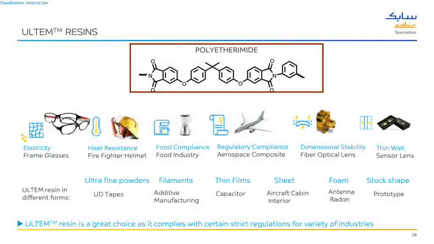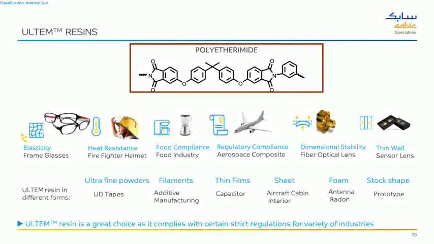Just to give an example, this is a polyetherimide. It can go into applications ranging from elasticity to high heat resistance. You can see the food compliance. You can use it in a lot of aerospace industries because it has good flame properties. It's very compliant, with good stiffness, and it's used in fiber optics, sensors, and lenses. And we can also make polyetherimide apart from pellets.